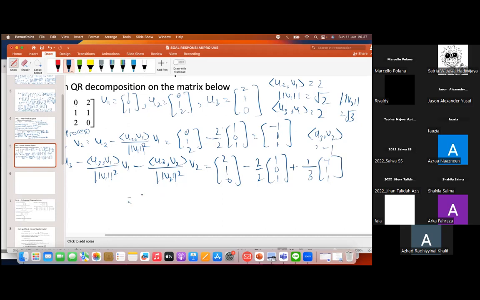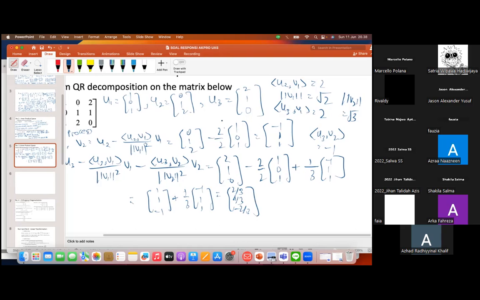So the solution to this is 2 minus 1, this is 1, 1, 0, minus 1, plus 1 over 3 times negative 1, 1, 1. So the top solution is 2 over 3. Middle solution is 4 over 3. The last solution is negative 2 over 3. And so this is the result of your Gram process.